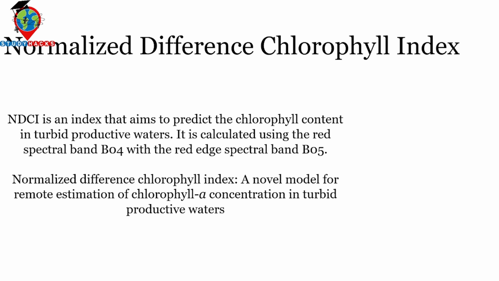Suppose you want to identify turbid productive waters, then you must use the NDCI, and this is the formula. NDCI equals the red edge band, basically B5, minus the red band, divided by B5 plus B4, red edge band plus red band. When you apply this formula, you can easily create the normalized difference chlorophyll index.